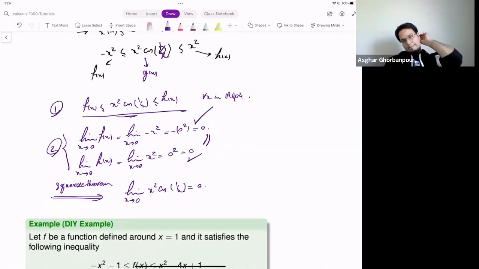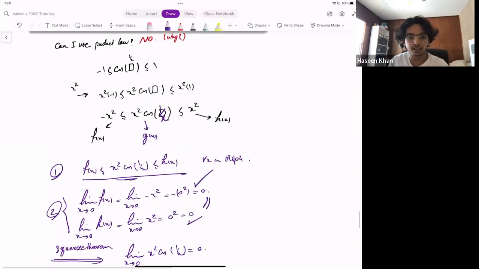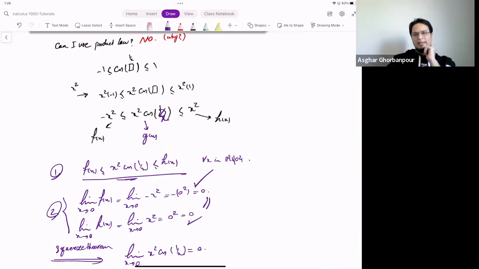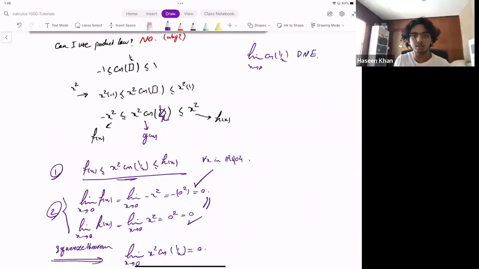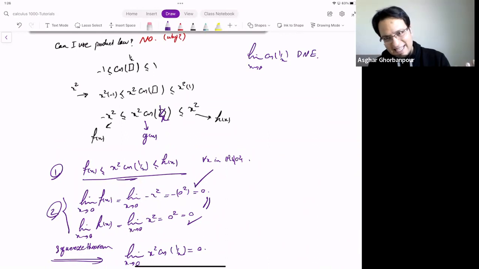Yes, Hasim. So the cosine of 1 over x for the limit that we just did, shouldn't that by itself cause us to not have a limit? Exactly, if it's 1 over x. So what you're saying is that the limit of cosine of 1 over x as x goes to 0 does not exist. That's true. But it doesn't say anything about x squared times cosine of 1 over x.